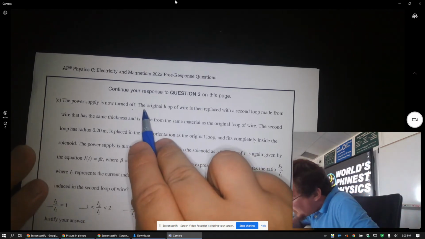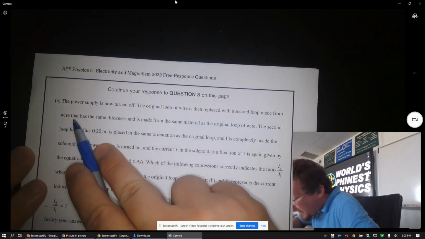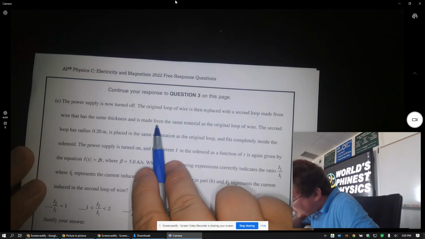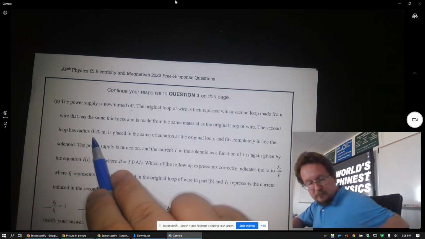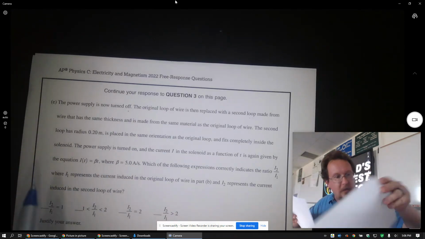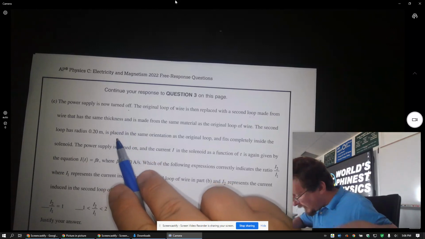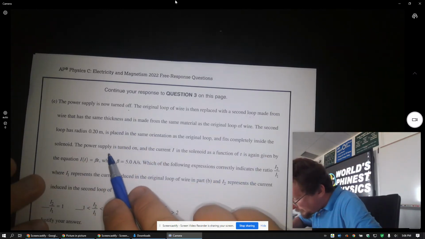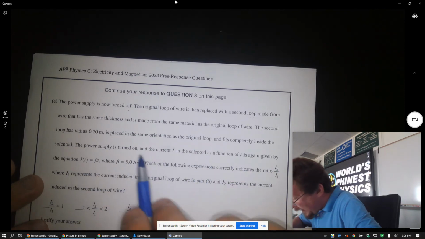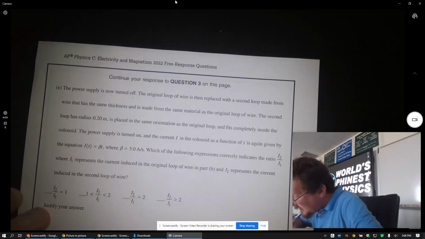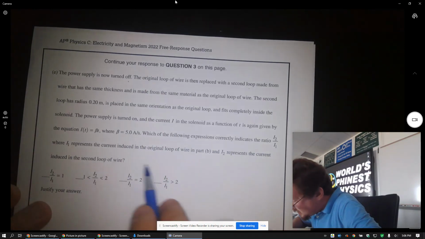Okay, so the original loop of wire is then replaced, and the second loop is made from a wire that has the same thickness, and it's made from the same material as the original loop of wire. The second loop has less radius than the original. The power supply is turned on, and the current in the solenoid is still the same. All right, so which of the following expressions clearly indicates that ratio?